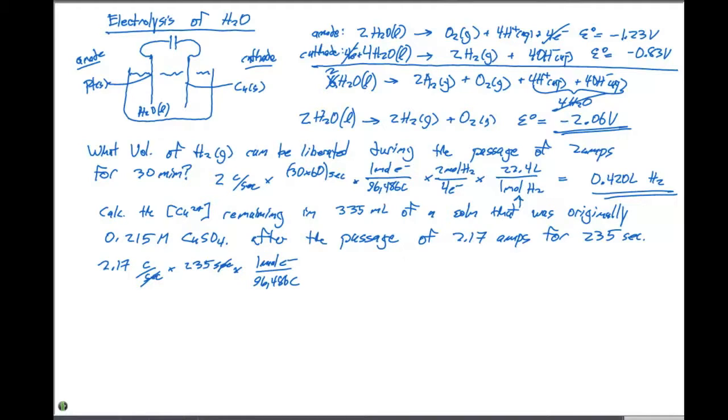In this passage, we have copper and copper 2+. So we're going to have 2 electrons, or 2 moles of electrons for every 1 mole of copper 2+. So this is going to equal 0.00264 moles of copper 2+.